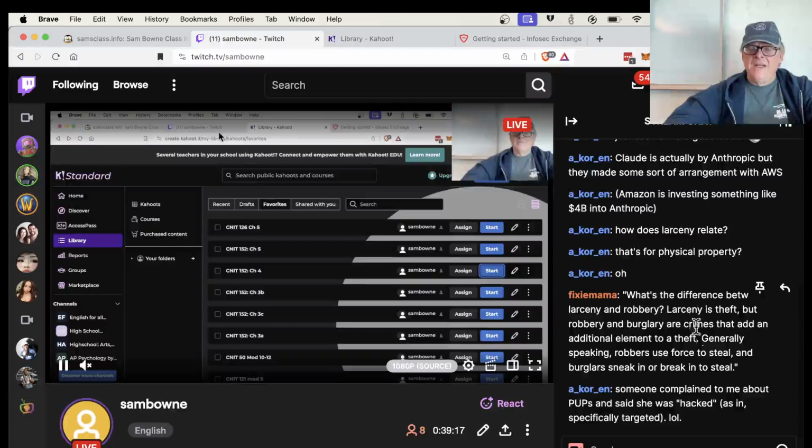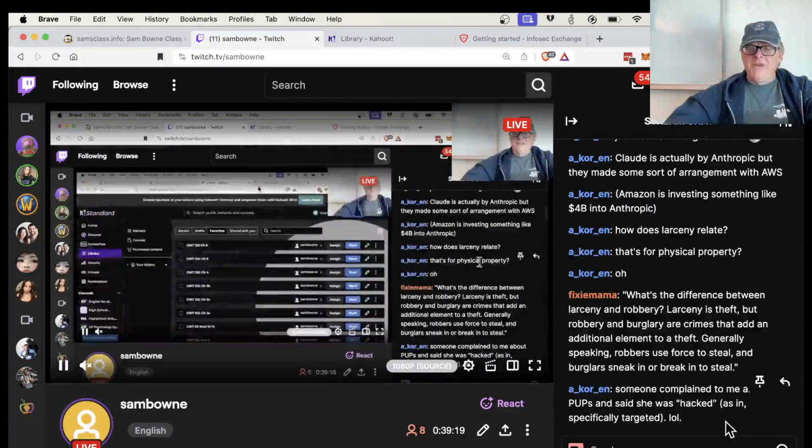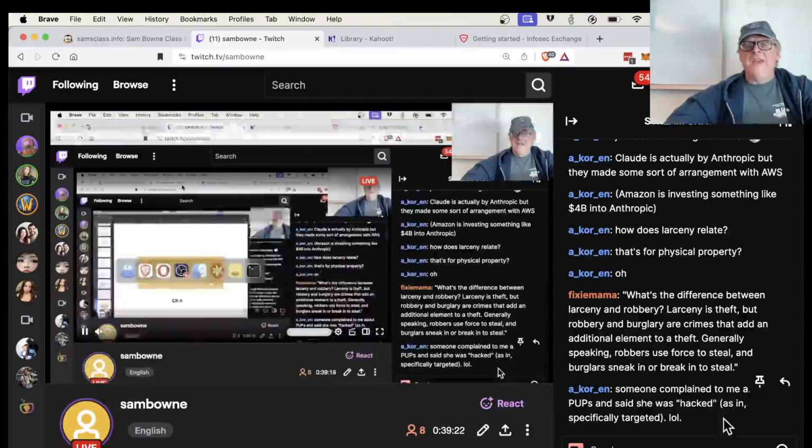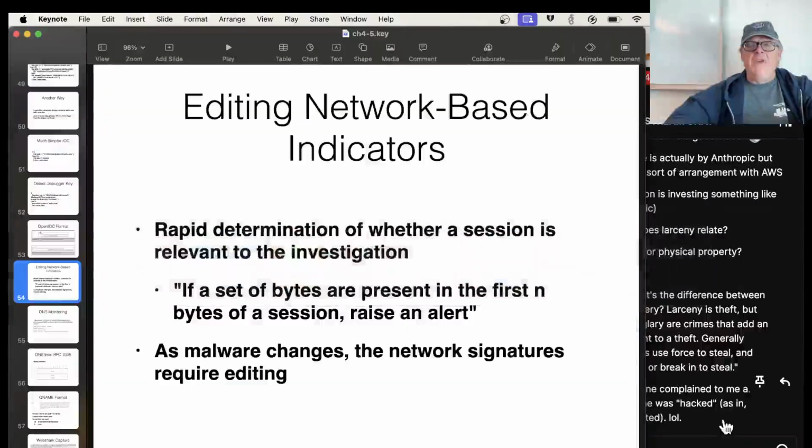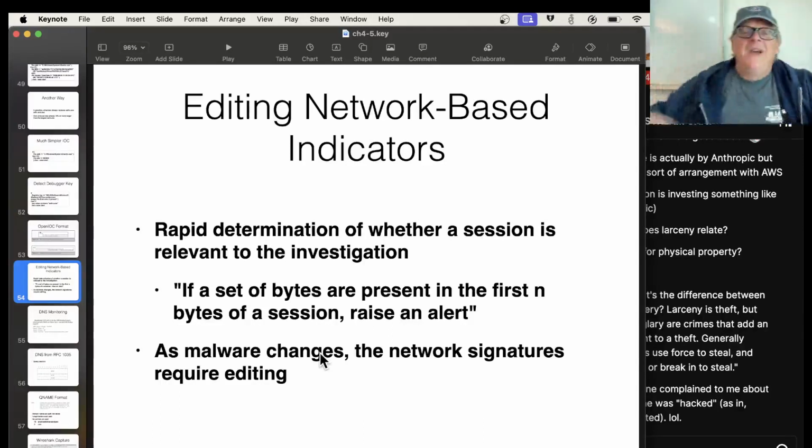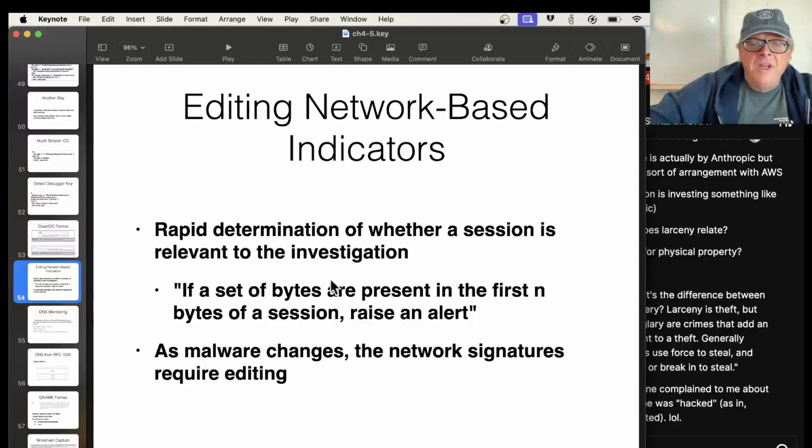All right. Cleaning me up pups and said she was hacked. Well, that's true. That's the thing. People think they're hacked if a bad thing is happening, but that's not really the same thing to an incident response person. All right. So if you look for a certain set of bytes, that would be something. That's perhaps one clue, sort of thing.